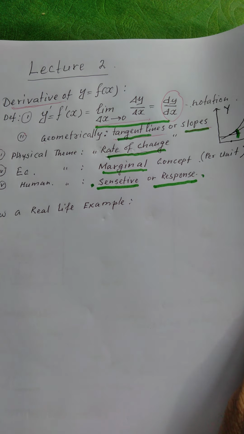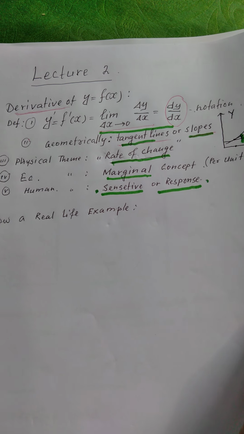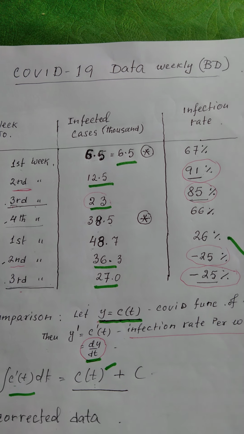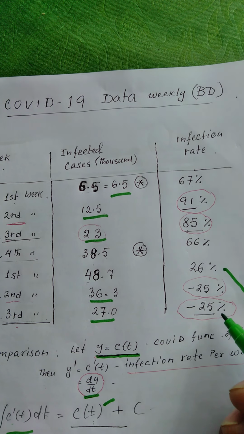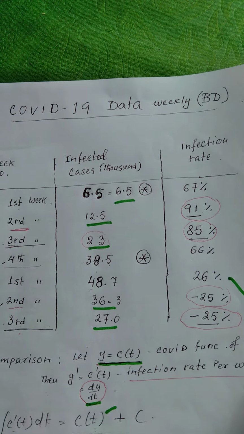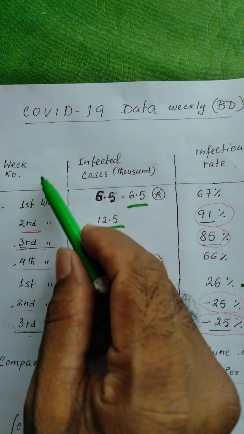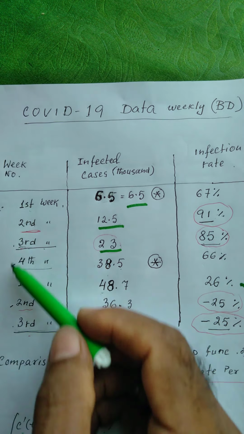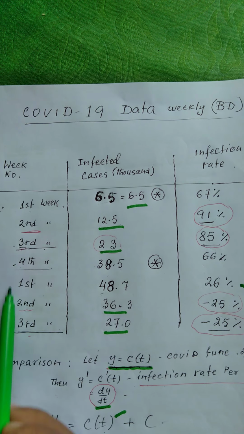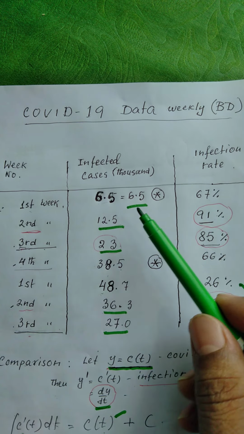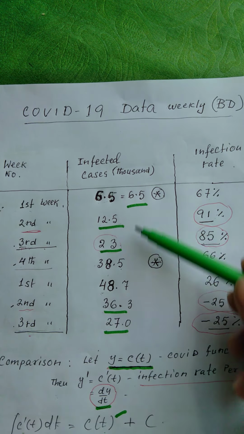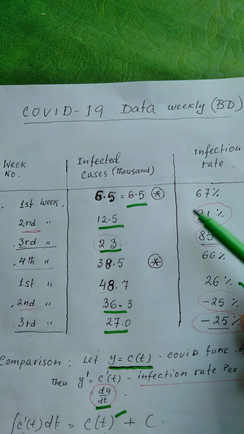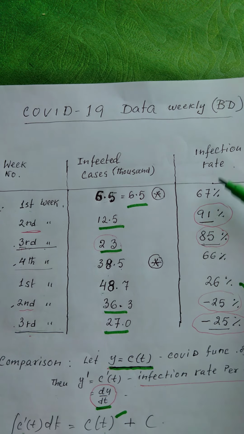Nowadays the hot issue is the COVID-19 situation all over the world, and I have data. Yesterday I collected this data from WHO. You can see a table. The first column is the week of March and April. Here is data for 7 weeks. The second column is infected cases every week in 1,000 people, and the third column is infection rate.